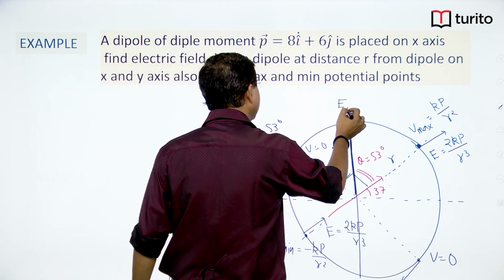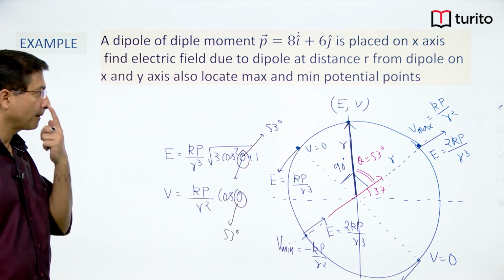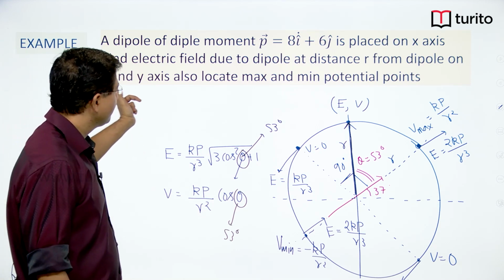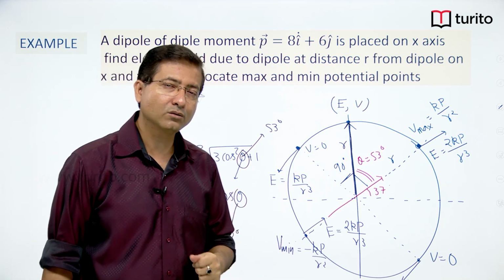So now we have got E and we have got V. So this analysis is clear. We calculated the second part first. Now let us do the first part.